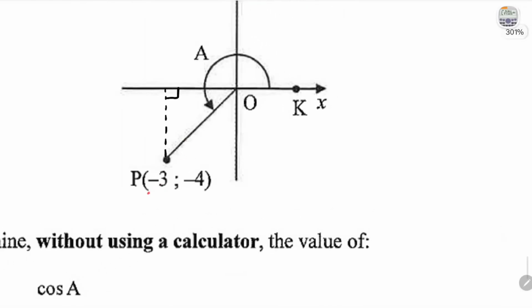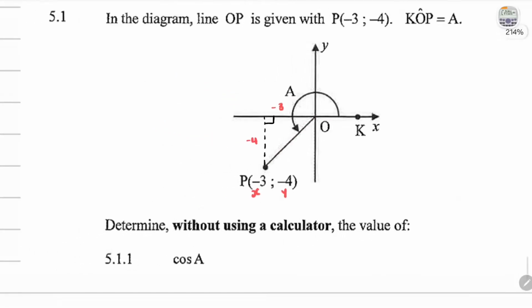So this is your x value and that is your y value. To get that point, you went from here and said -3 and then -4. So this is -3 over here and this is -4. All we need to find is OP, which is the hypotenuse.